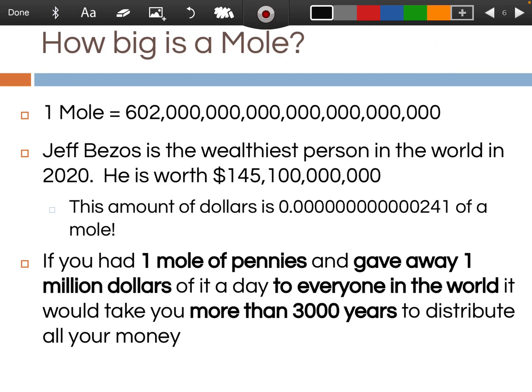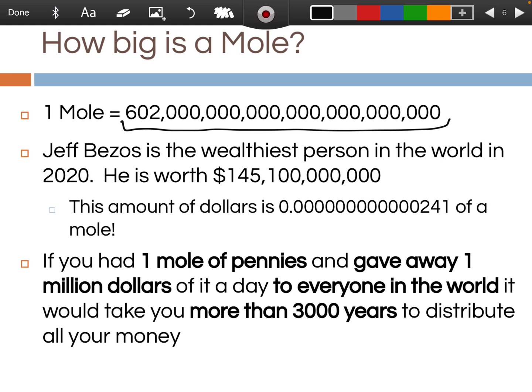This is just kind of a random fun fact with the mole. Again, the mole is this ridiculously large number of particles. Jeff Bezos, who is the creator of Amazon, is the wealthiest person in the world. His net worth is $145.1 billion currently. He is projected to be the world's first trillionaire by 2026.